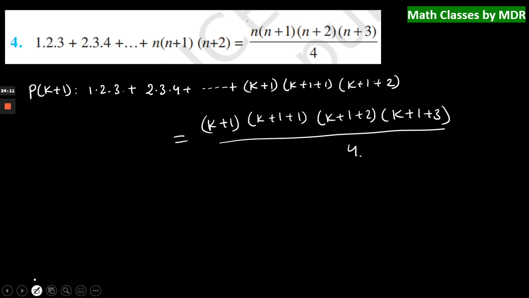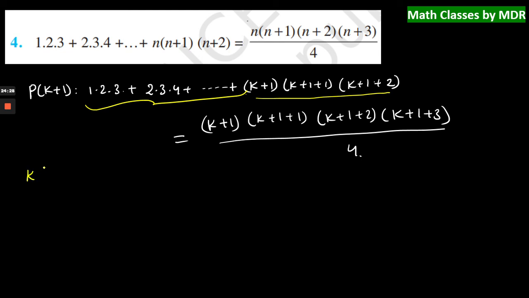But we know that we have assumed that P of k is true. That means for the first k terms, up to the k plus 1th term. This is the k plus 1th term. This term we are not going to touch; for k terms we assumed that this is true. So now let us take the sum of all these terms as equal to k into k plus 1 into k plus 2 into k plus 3 by 4, right, plus what else we have?